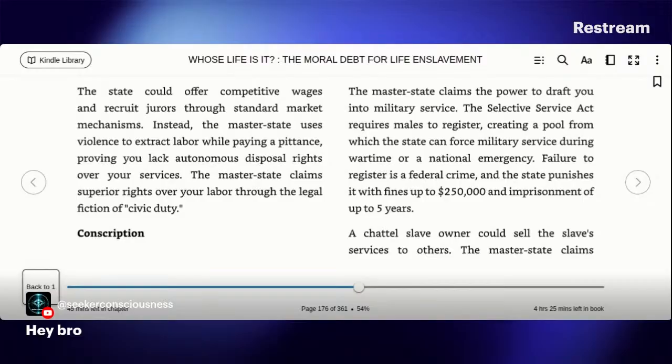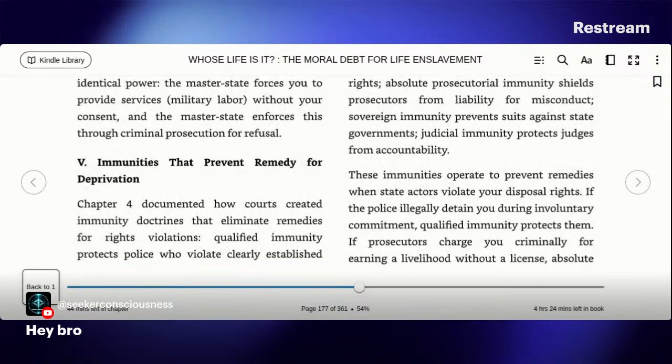Failure to register is a federal crime, and the state punishes it with fines up to $250,000 and imprisonment of up to 5 years. A chattel slave owner could sell the slave's services to others. The master state claims identical power. The master state forces you to provide services, military labor, without your consent, and the master state forces this through criminal prosecution for refusal. Chapter 4 demonstrated how courts created immunity doctrines that eliminate remedies for rights violations.